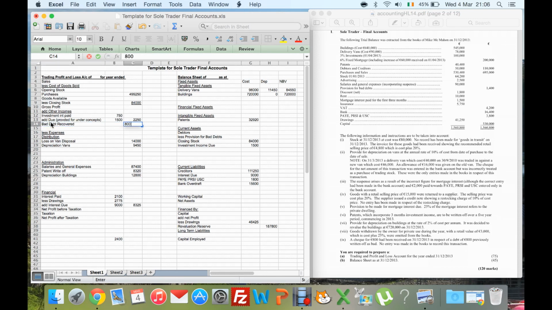Okay, so that's all of the adjustments done. And if you see, we've dealt with buildings, vans, investments, mortgage, patents. We haven't touched debtors and creditors yet. We haven't touched sales. We haven't looked at opening stock or advertising. We've dealt with salaries, provision of bad debts we haven't, or discount or rent, mortgage interest we've dealt with. Insurance we haven't, VAT we haven't, bank we have, PAYE, drawings and capital we haven't. So we've dealt with more than half of all the things here.